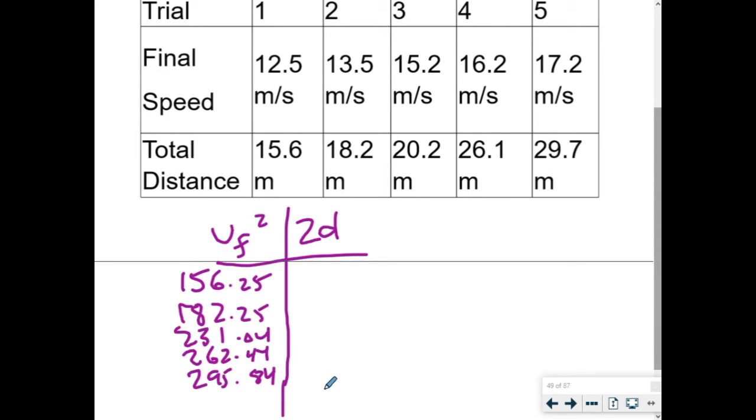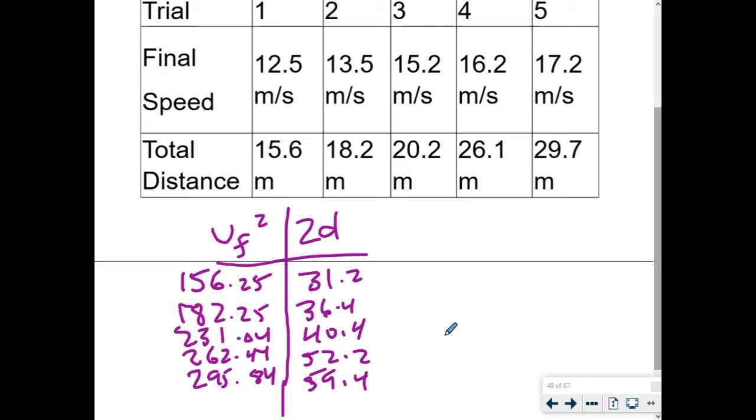Everybody cool with that? And then in order to make my equation valid, I have to double all my distances. I could probably do it in my head, but let's not make a mistake. So this one is 31.2. 36.4. 40.4. That's like 52.2. Yeah, that one I do. 59. Everybody good with that?